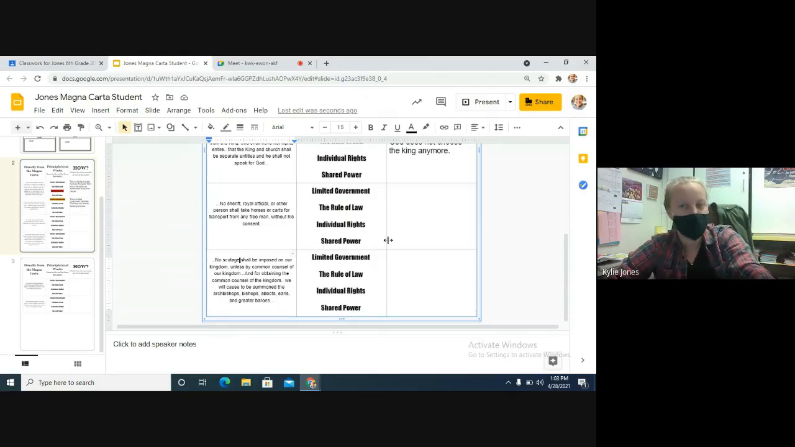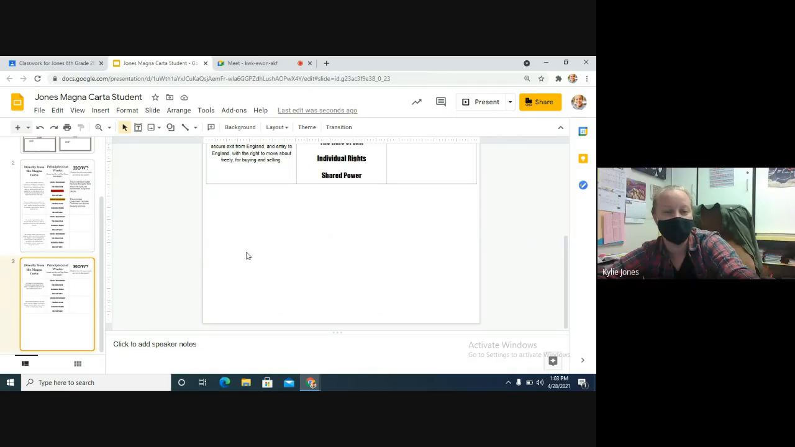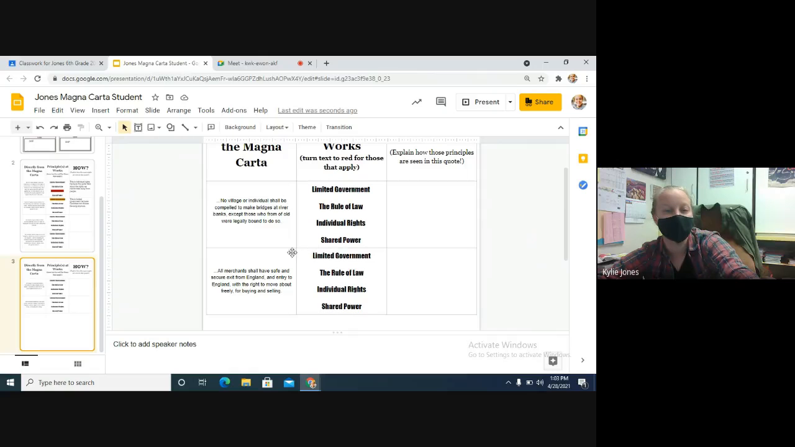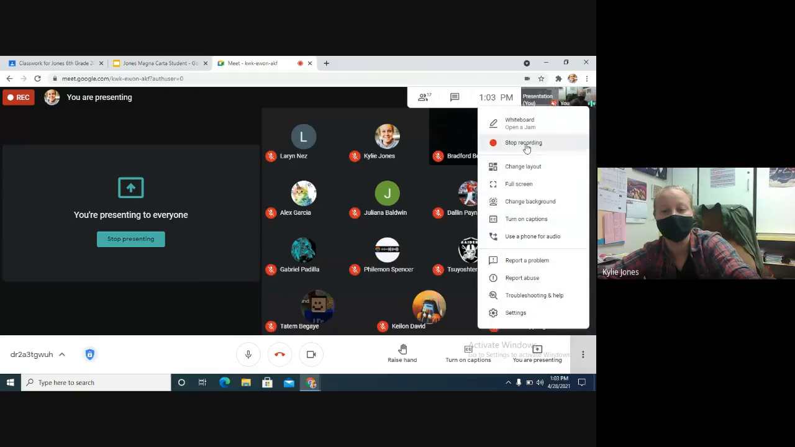Can you copy and paste the answer from the previous question? Sure. So the next one is that no taxes will be imposed on the kingdom. Is that limited government, shared power, or rule of law? So you'll do those two. On the next slide, there are two more. No village or individual shall be compelled to make bridges at riverbanks. Interesting. The next one, all merchants shall have safe and secure exit from England and entry to England. So, you guys have four more to do. Finish those up and you can get it turned in. And that is your social studies assignment for today.